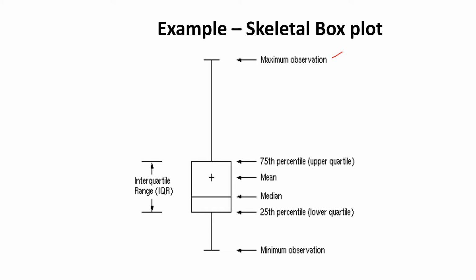We have the maximum value here, the minimum value, the value for the lower quartile, the value for the upper quartile at 75%, and also the mean and also the median. So the interquartile range is the value between the lower quartile and also the upper quartile.